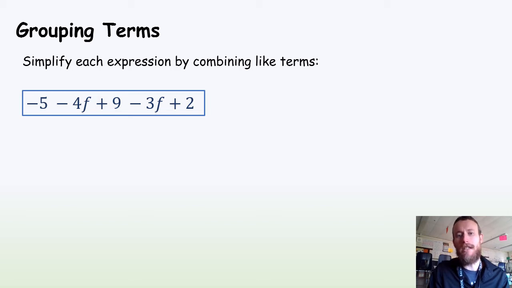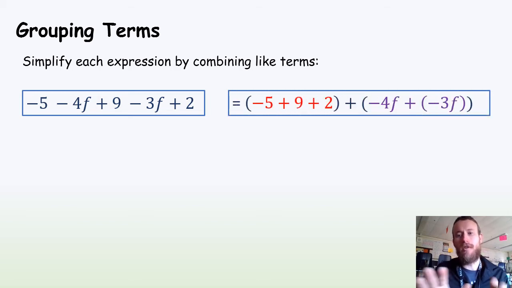We want to rewrite that by shifting them around. Just like we're moving around the tiles, we move around the terms. So in red, we have the 3 constant terms, negative 5 plus 9 plus 2. And in the second set of parentheses, we have the variable terms, negative 4f and negative 3f.